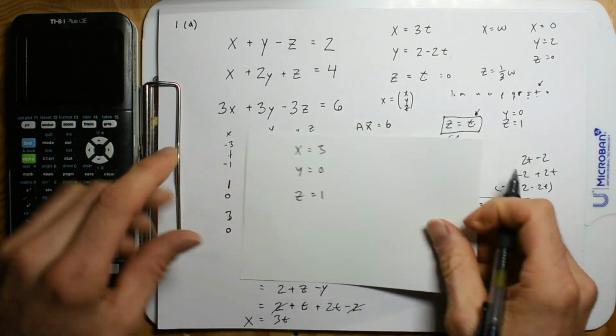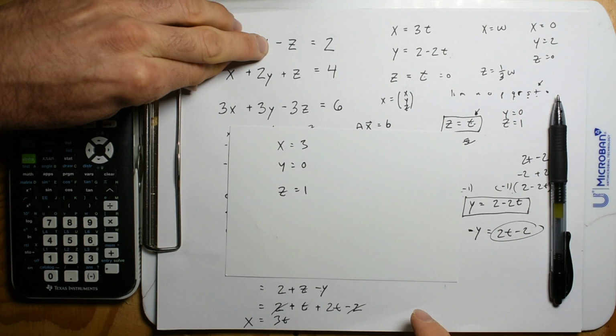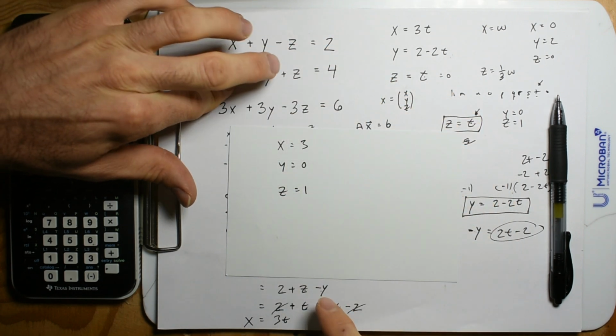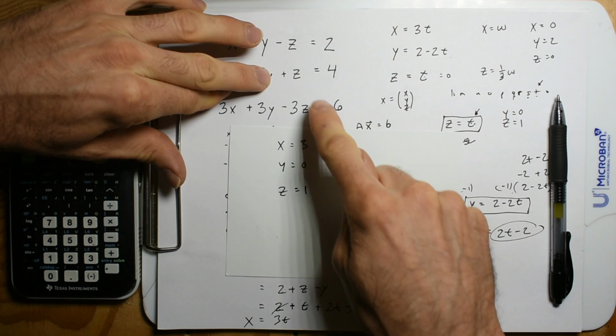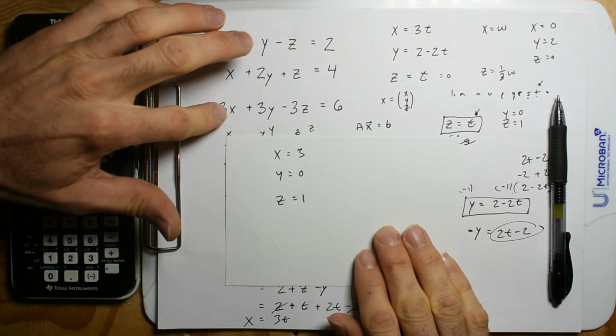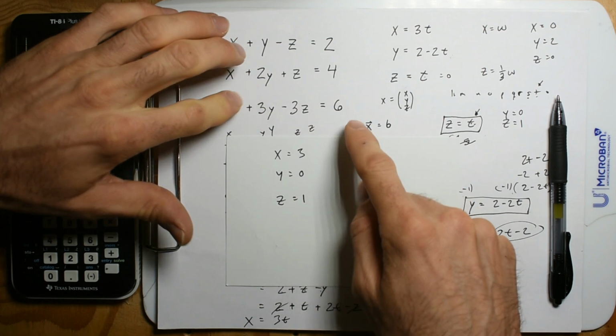And now we're going to plug that into here. So we're going to have 3 plus 0 minus 1. That's going to be 2. We're going to have 3 plus 0 plus 1. That's going to be 3 plus 1 is 4. And we're going to have 3 times 3 is 9 plus 0 minus 3. 9 minus 3 is 6.